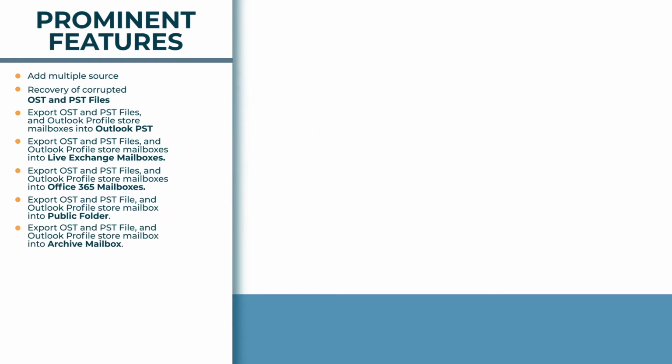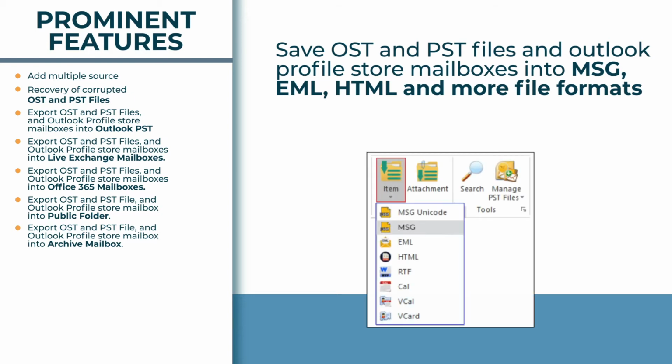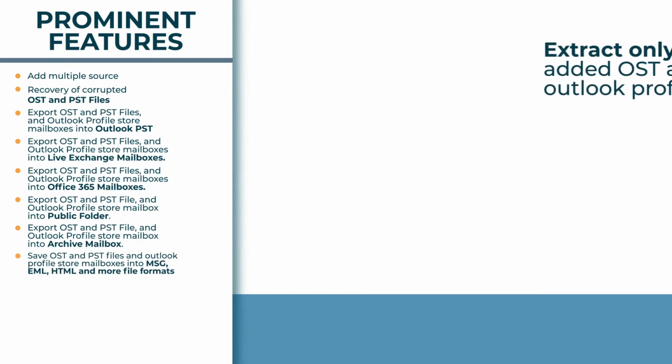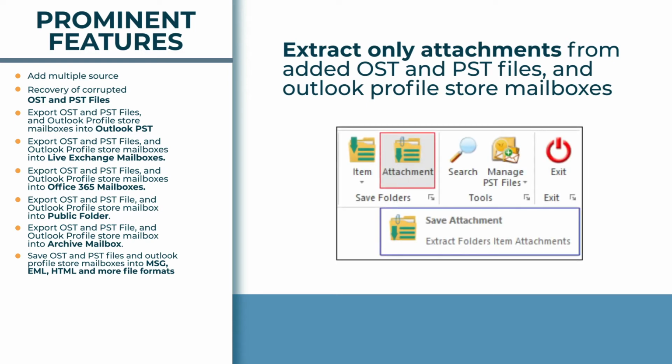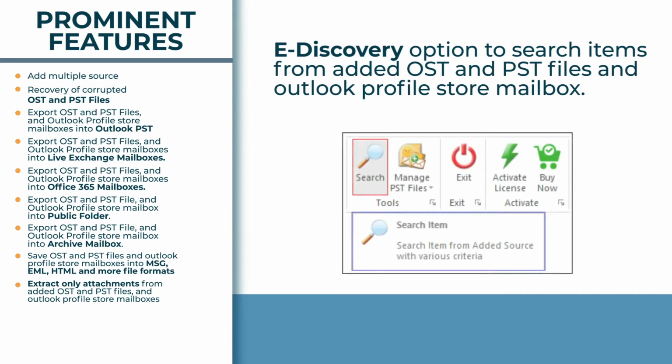The software allows users to save OST and PST files and Outlook profile store mailboxes into extensions like MSG, EML, HTML, and many more file formats. If you want to extract only attachments from added sources, OST and PST files, and Outlook profile store mailboxes, the software allows you to do so. There are also e-discovery search options to search any specific items from added OST and PST files and Outlook profile store mailboxes using various criteria.